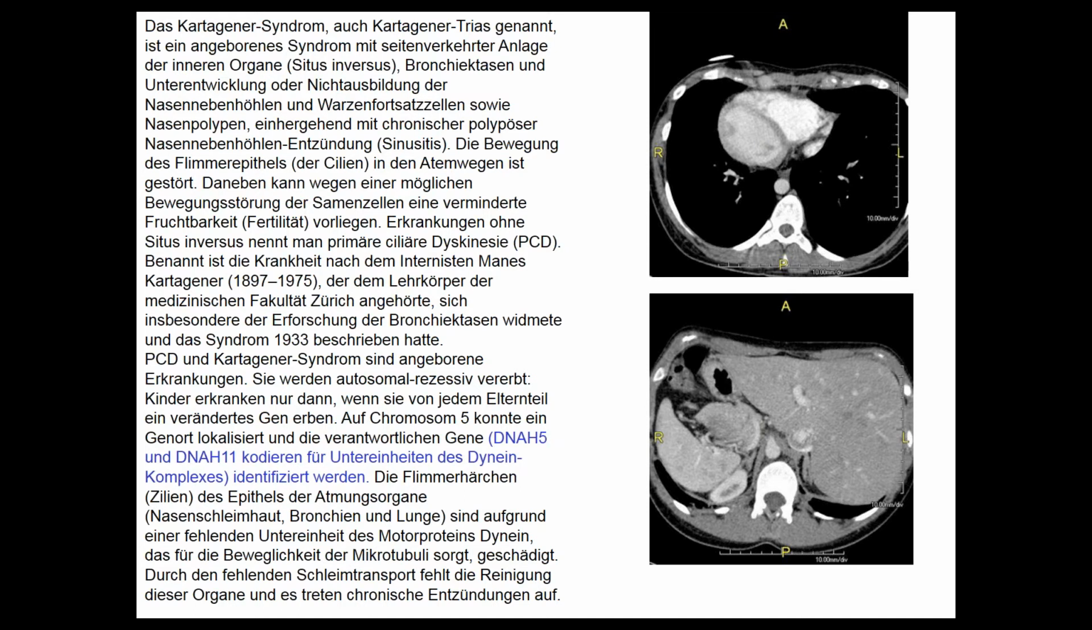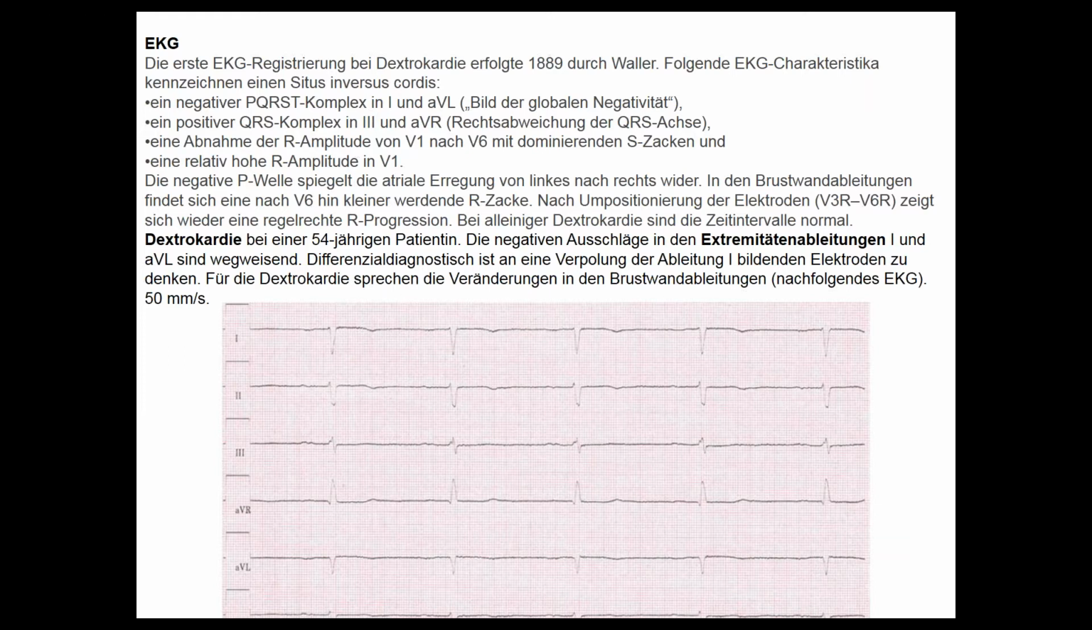And some of these patients then have cilia problems and are not able to secrete mucus properly and get sinus disease and bronchiectasis. And that constellation was described about 100 years ago and is called Kartagener's syndrome after the first describer, 1897, as I see here.